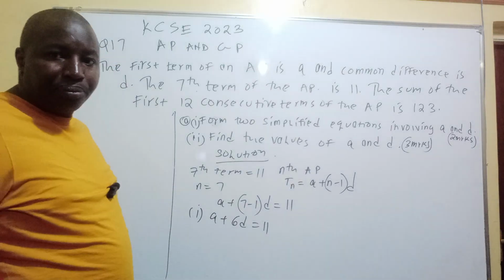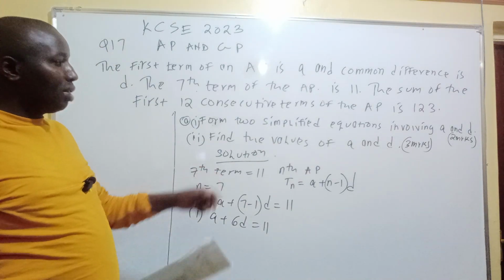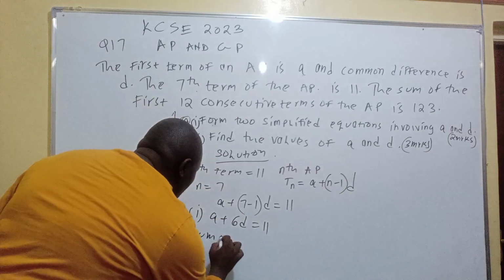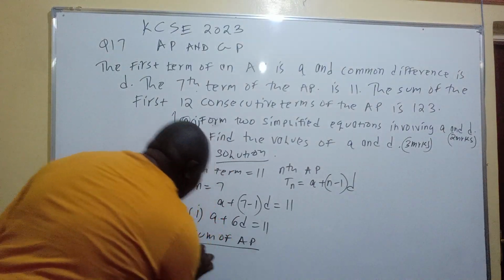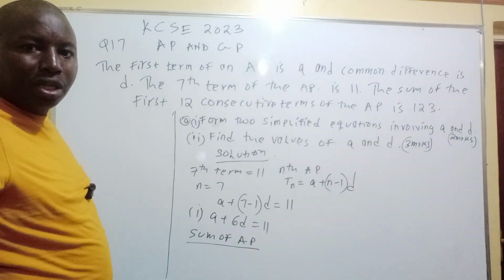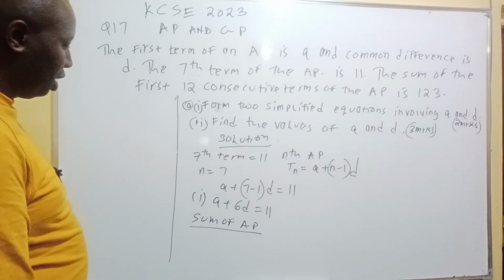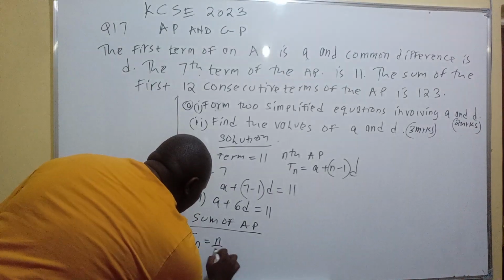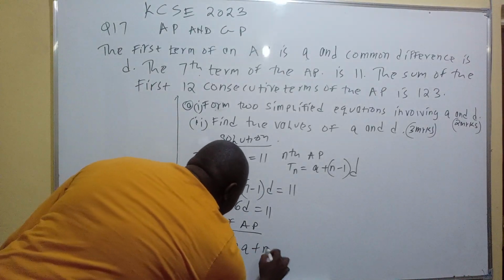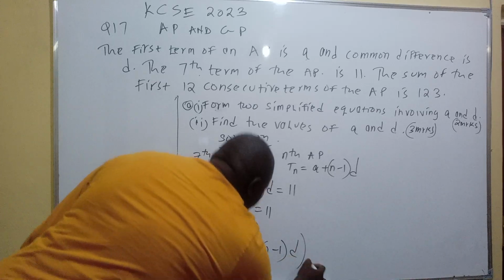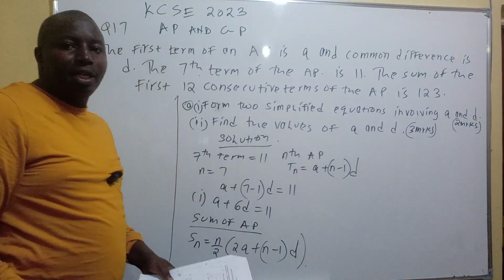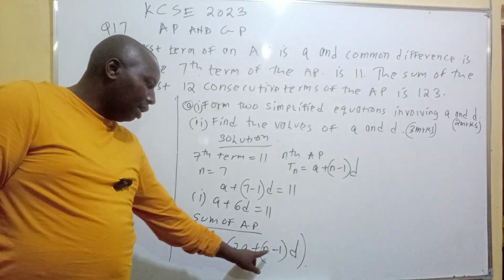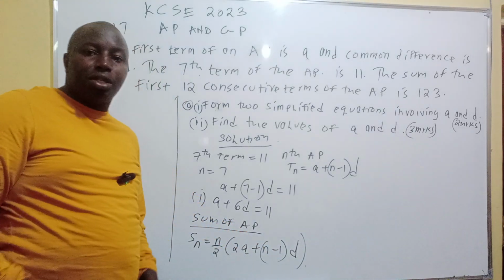The second equation is on the sum of the AP. The formula for the sum of an AP is given by Sn equals n over 2 in brackets 2a plus (n minus 1)d. That's the formula of the sum, where n is the number of terms, A is the first term, and D the common difference.